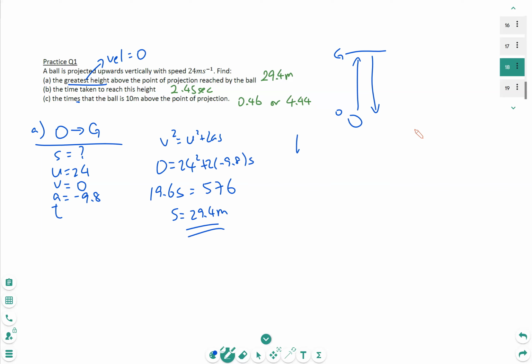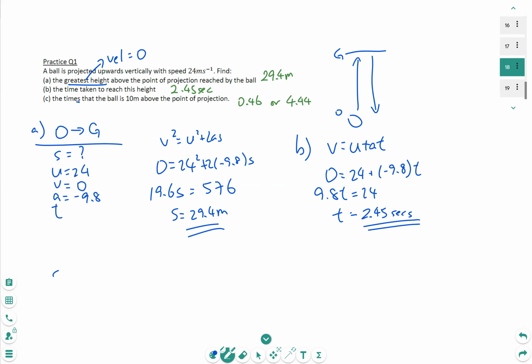Part B. Find the time taken to reach this height. I believe the question is asking about the greatest height. To find the time taken, we can use the same Suvat table to find t. We can use v equals u plus at. V is 0, u is 24, a is minus 9.8. Bring it over, so 9.8t equals 24. T equals 24 divided by 9.8, which is indeed 2.45 seconds.